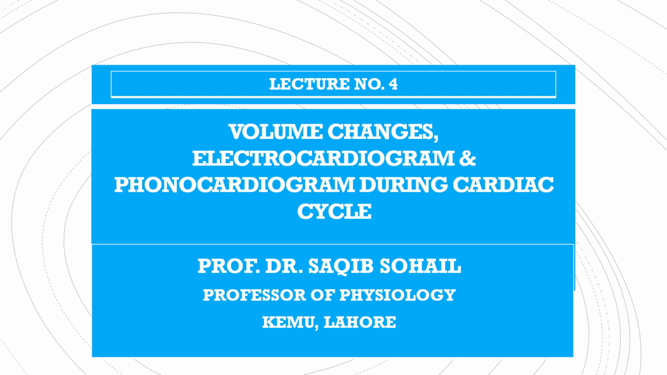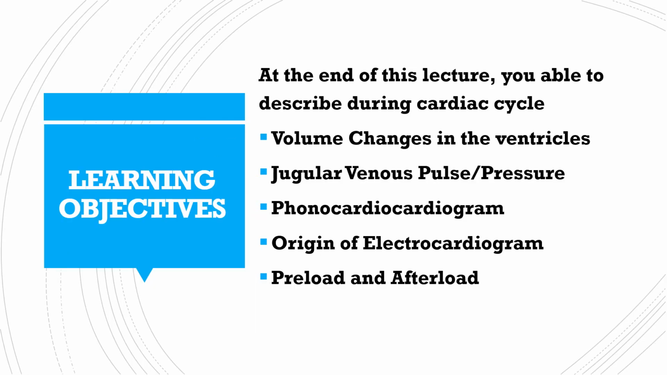This lecture number 4 is about the volume changes, electrocardiogram, and phonocardiogram during cardiac cycle. In this lecture, you will learn volume changes in the ventricles, jugular venous pulse, also called jugular venous pressure, the production of heart sounds, the origin of different waves of the electrocardiogram, and you will also be able to know about very important concepts, that is preload and afterload.